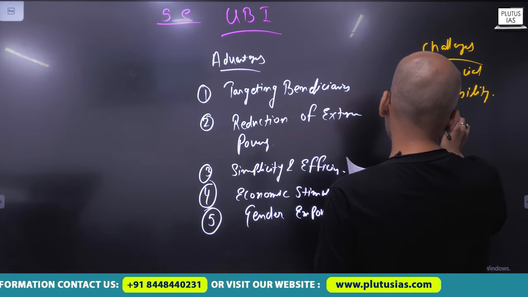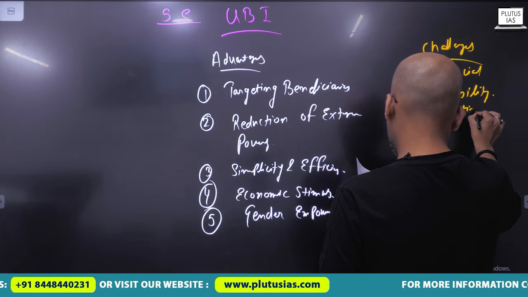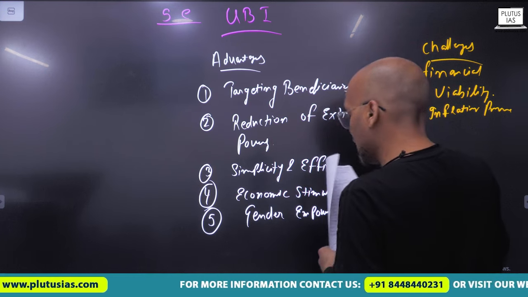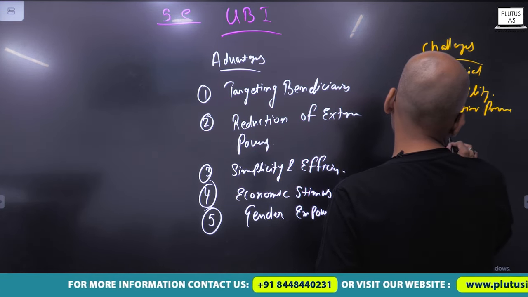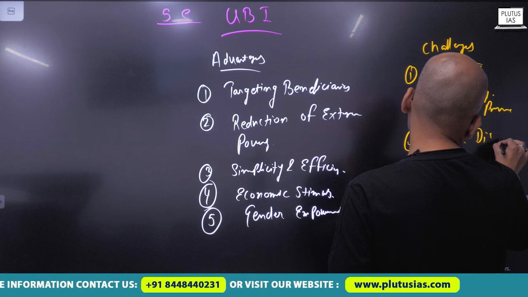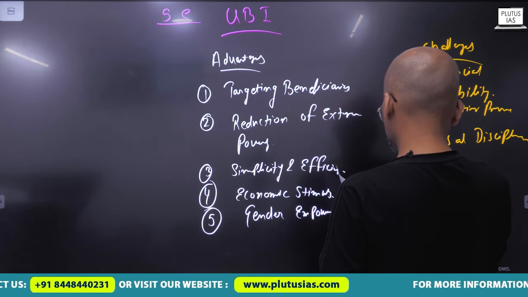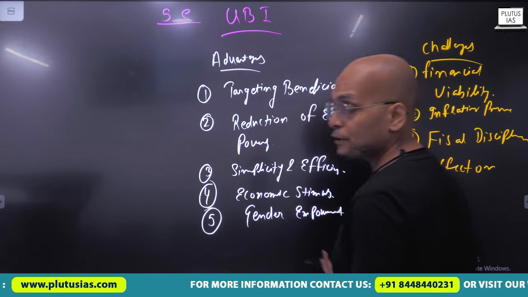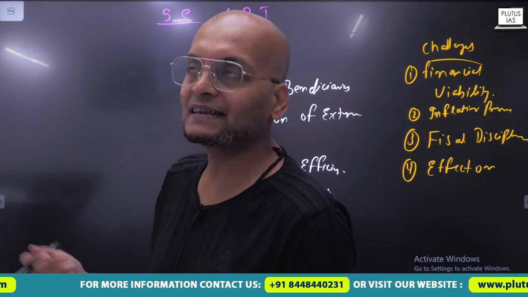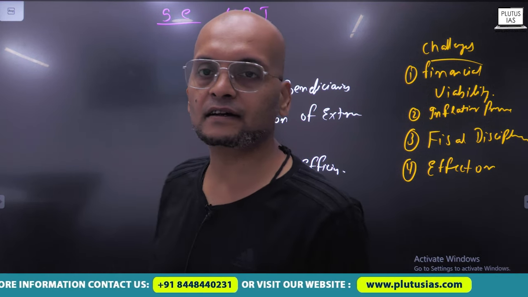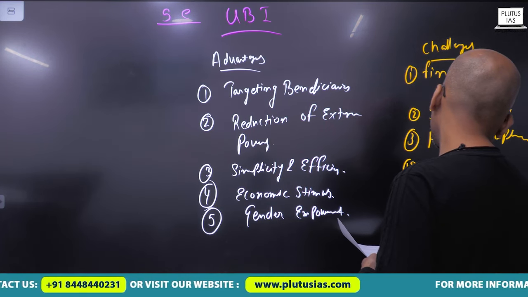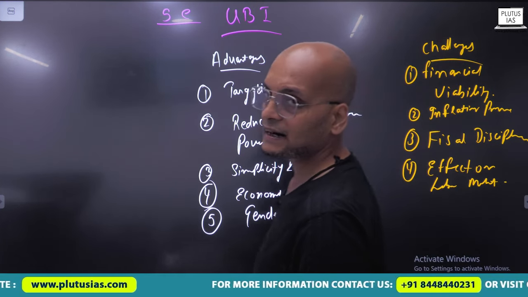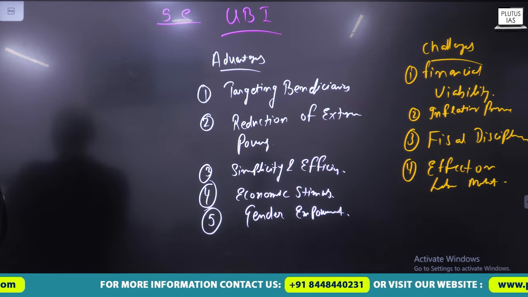Second is, as I said, inflationary pressures. Inflation will rise to the skies. It will skyrocket. Fiscal discipline also has to be considered. Then the effect on the labor market, an adverse impact, because people won't go to work when they are getting the money. So why would they work? So the labor market will be affected. All these are the challenges or the negatives about it. Fine.